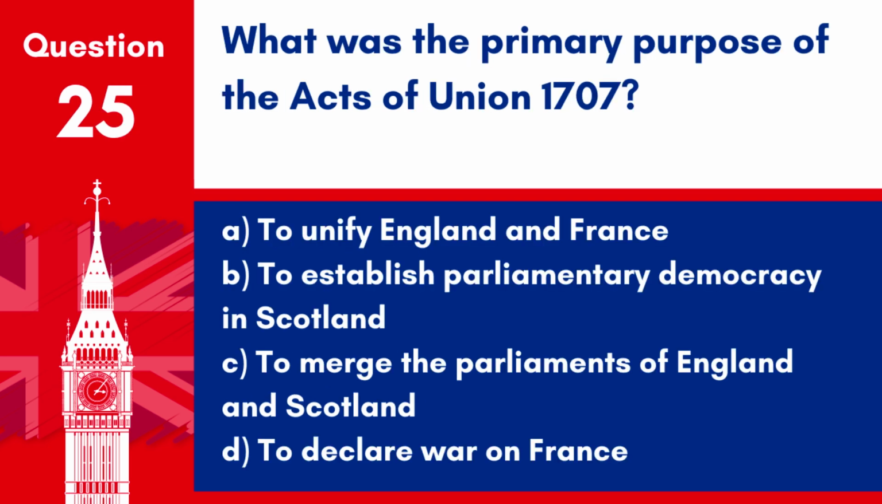Question 25. What was the primary purpose of the Acts of Union 1707? A. To unify England and France. B. To establish parliamentary democracy in Scotland. C. To merge the parliaments of England and Scotland. D. To declare war on France. Answer: C. To merge the parliaments of England and Scotland. The Acts of Union 1707 unified the parliaments of England and Scotland, forming the Kingdom of Great Britain.